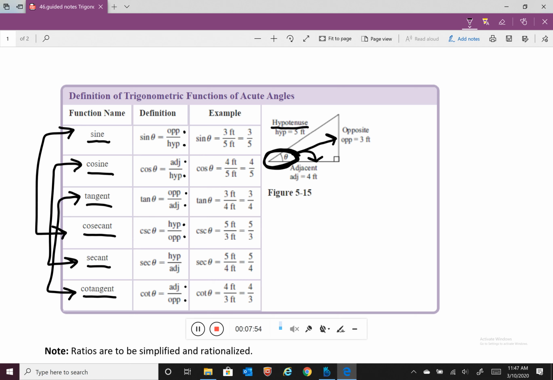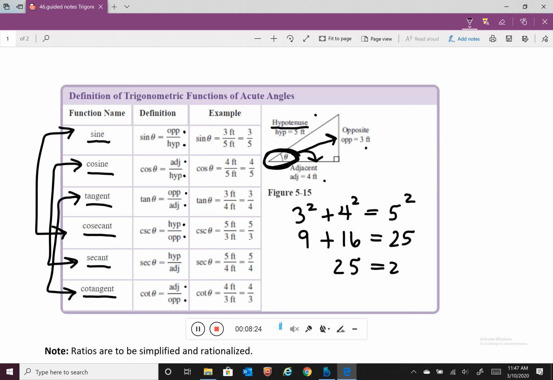So an example of a Pythagorean identity is a 3, 4, 5, where the opposite side is 3, the adjacent side is 4, and the hypotenuse is 5. And we can verify that this meets the Pythagorean theorem, because 3 squared is 9, 4 squared is 16, 5 squared is 25, and 25 equals 25. So this is just one example of a Pythagorean triple.